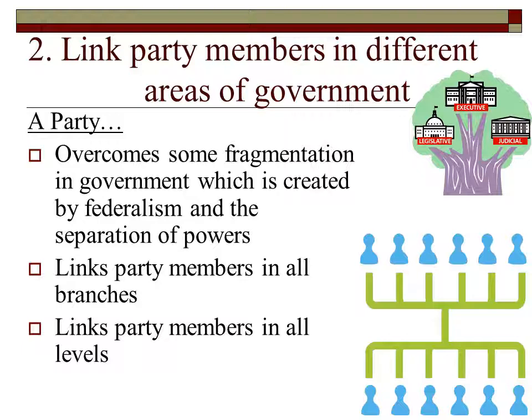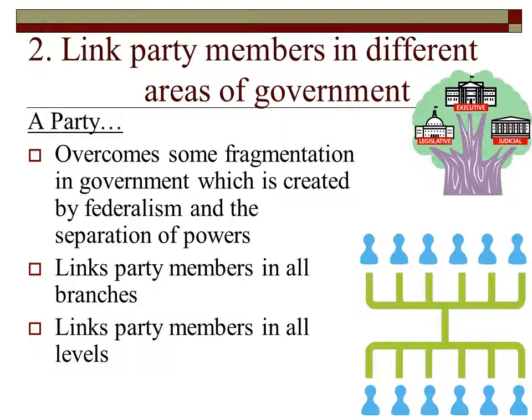Number 2, parties link party members in different areas of government. So we're looking at overcoming fragmentation, which is created by federalism and separation of powers. When we talked about federalism, we talked about breaking up the government into, first off, a separation of powers. So we have the executive, the legislative, and the judiciary. And then secondly, having a federal system where you have a national or central layer, a state layer, and a local layer. Well, parties go across all of these.